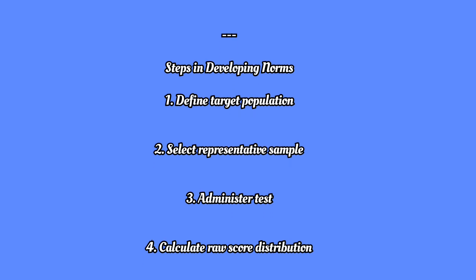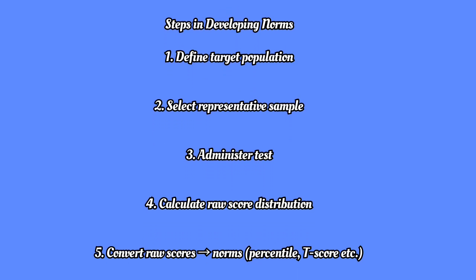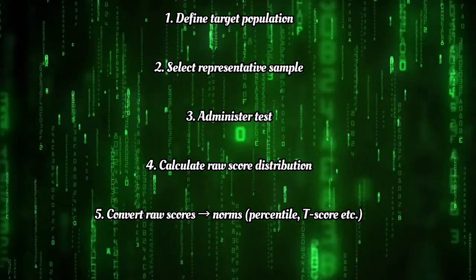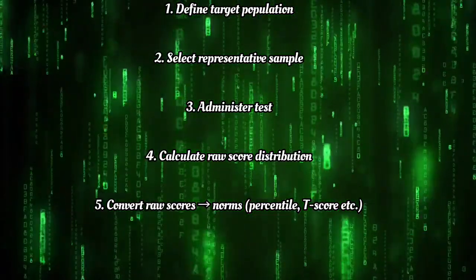The developing steps: define target population, select representative sample, administer test, and fourth, calculate raw score distribution. Then convert raw scores to norms: percentile, T score, etc.